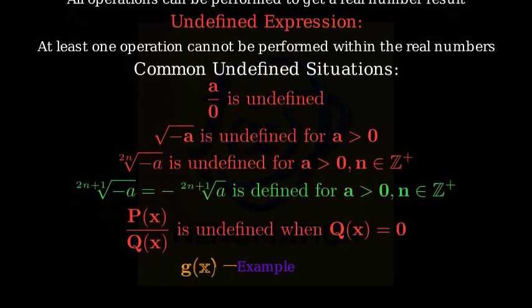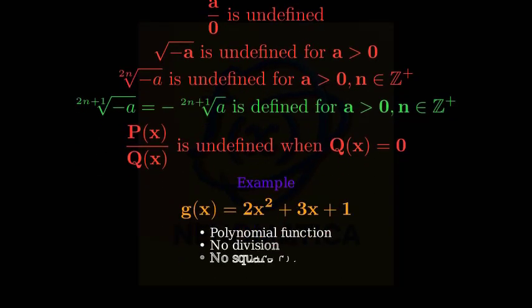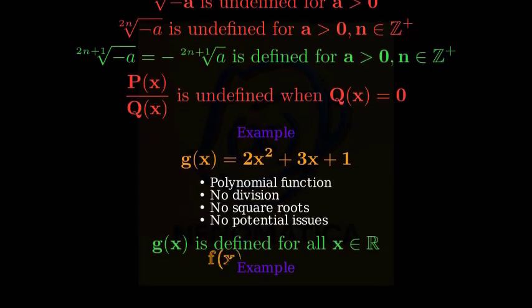Now, let's look at some examples to better understand these concepts. Our first example is the polynomial function g of x equals 2x squared plus 3x plus 1. This expression is a polynomial with no division, square roots, or other potentially problematic operations. Therefore, this expression is defined for all real values of x. Let's move on to our second example.